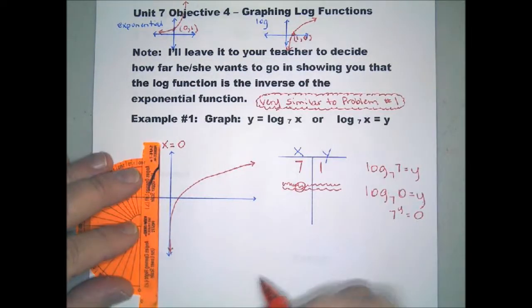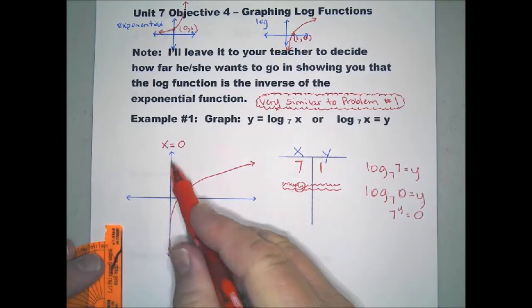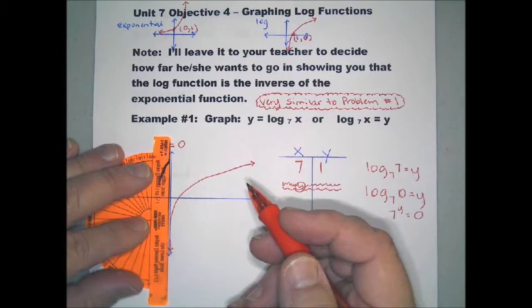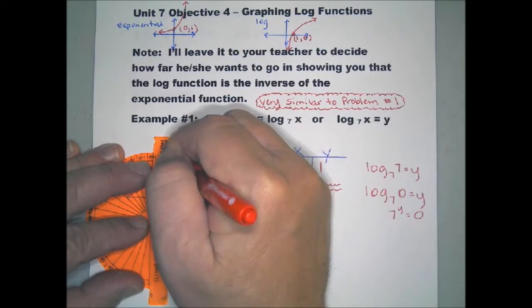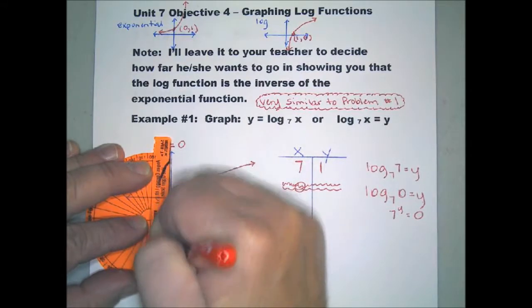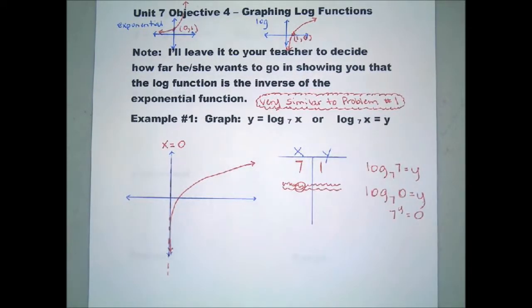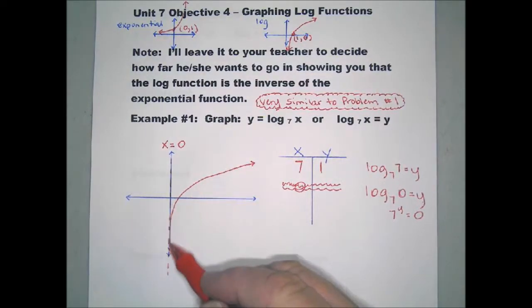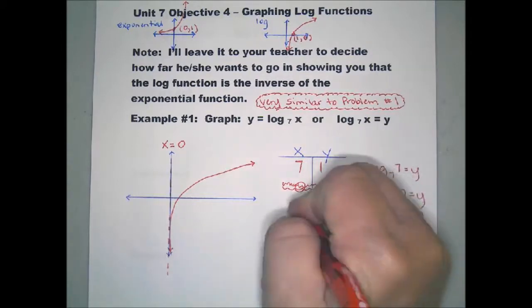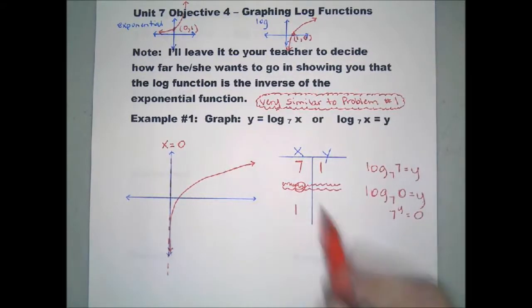So, I know I've got a solid blue line to represent the y-axis, but I'm also going to make it a dashed red line to indicate that it's the vertical asymptote. This part of the graph gets closer and closer and closer to x equals 0, but it never touches. Okay, so what are some other good points? Well, how about 1? It'll work.